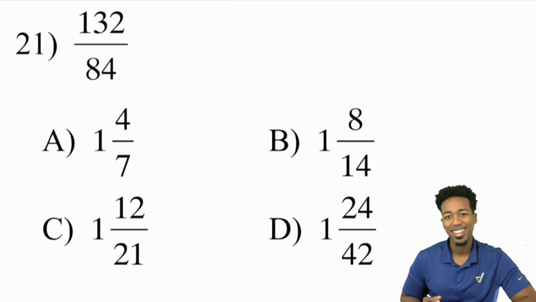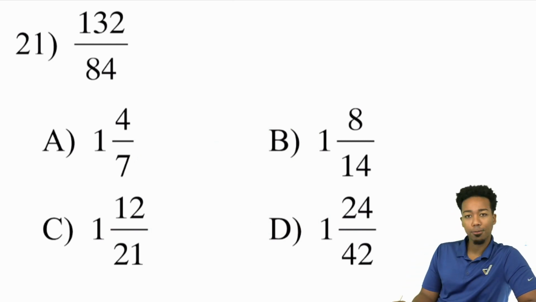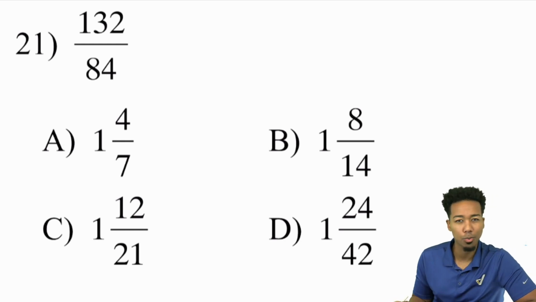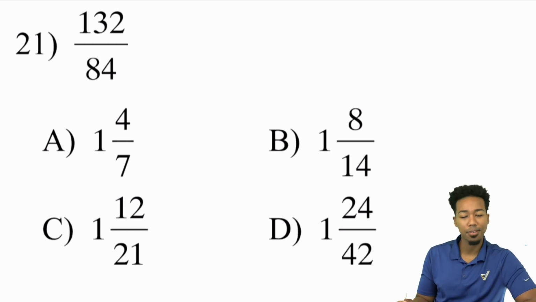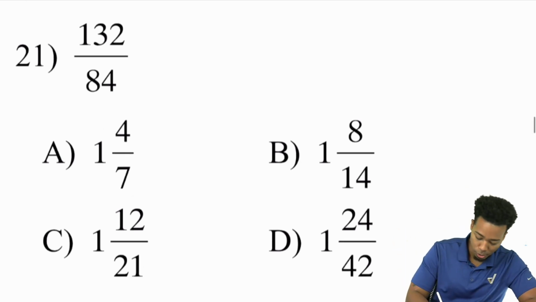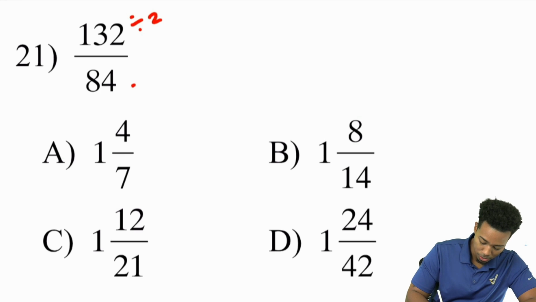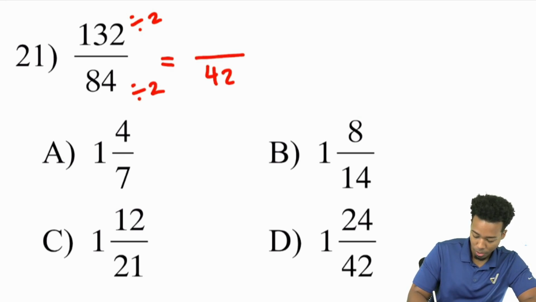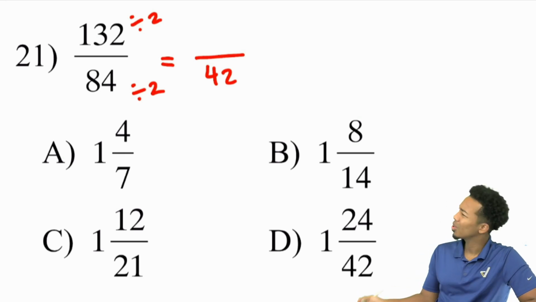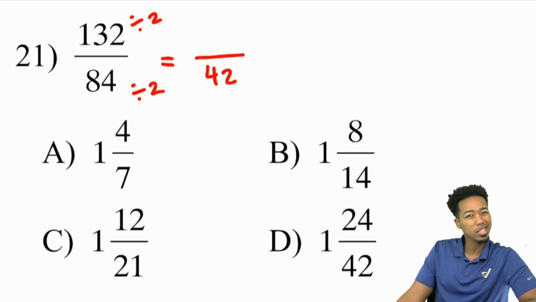I got you. So 132 over 84. Both of these are going to be even. So even if I don't know what I should do first, I know for a fact that since they're both even, even if I don't know what the biggest number is, I can start small. I can divide them each by 2. Now I know 84 divided by 2, that's going to be simpler. That's 42. That's a little easier. But 132 divided by 2, what might that be?